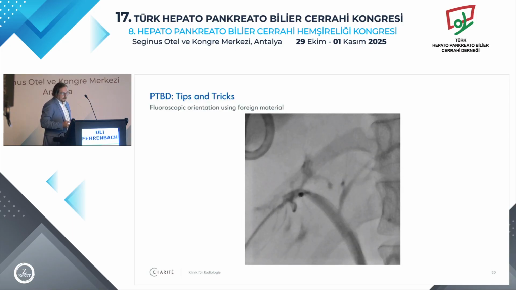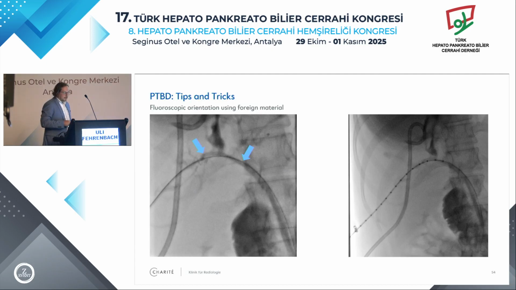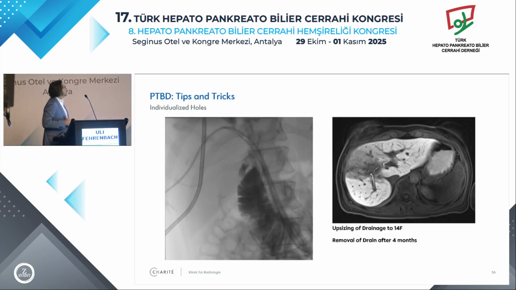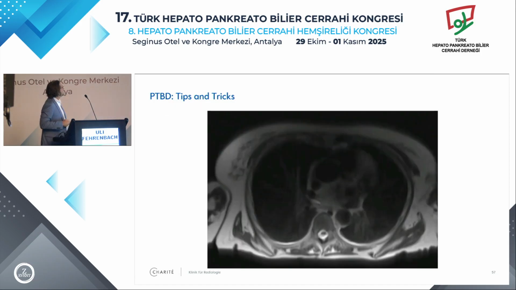So we put in drainage, and the special thing about this case is that there is a hole in the biliary system in the middle. So what kind of drainage should you put in? So we decided to measure the distance to the leakage and made an individualized drainage for the patient, so that there are no holes in the part of the leakage, and so the bile leak could heal very nicely in this case.